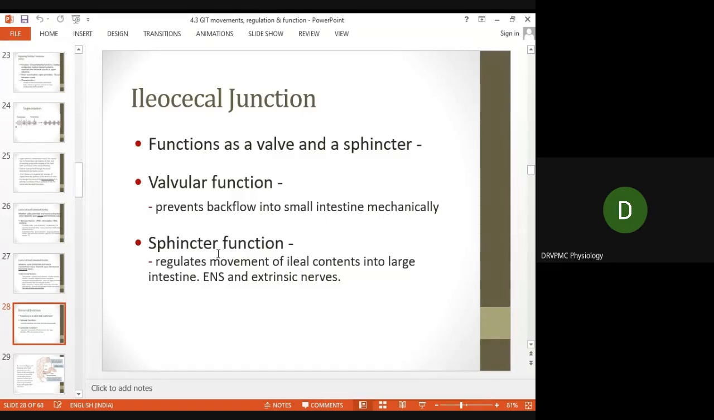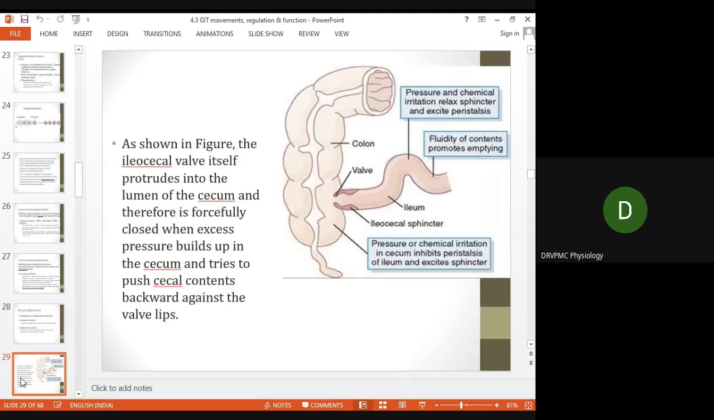And what is the sphincter function? It regulates the movement of the ileal contents into the large intestine. Gradually, the ileal contents are allowed to go into the large intestine. It is mediated by the enteric nervous system and extrinsic nerves. So this is the ileocecal valve. This is the small intestine, the terminal part of the ileum, and this is the ileocecal sphincter.